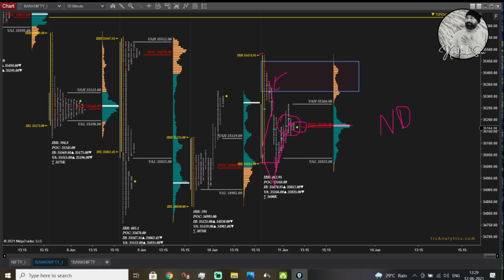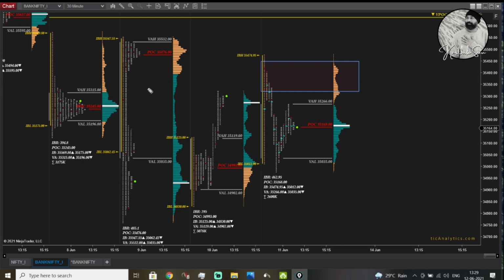Why did I say it is a normal day? We told you. This one, IB has been formed, price stayed inside, then OTF players came, they pushed the price up and struggled here and closed here. If price closes at the high, we used to say it is an extreme close. Okay, this one is an extreme close. So what we call it is a normal variation day upside.